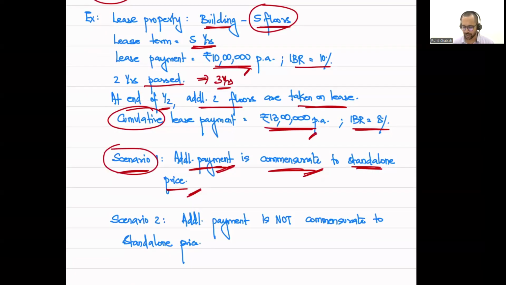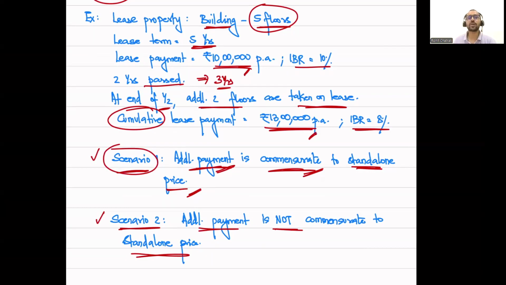That is scenario 1. I then have scenario 2 where I've assumed that the additional payment is not commensurate to the standalone price, which means if he would have actually charged 4 lakhs to an external party for the 2 floors, he is actually charging a discounted or off market rate for me at 3 lakhs. The modification accounting will be different in case of scenario 1 and in case of scenario 2.